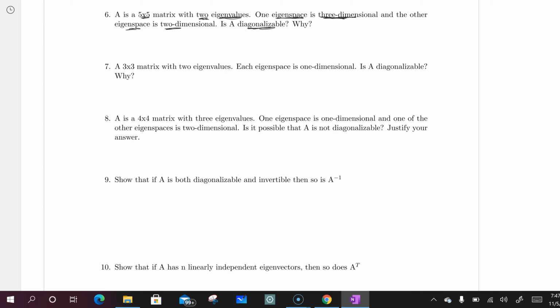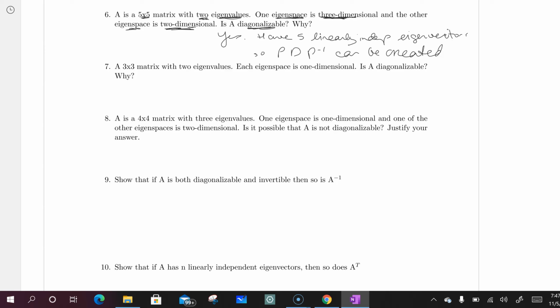So this tells me I have 3 eigenvectors, this tells me I have 2 eigenvectors. That makes the P a 5 by 5, and then the D would be the diagonal with these 2 eigenvalues. So yes, because I have 5 linearly independent eigenvectors, PDP inverse can be created.